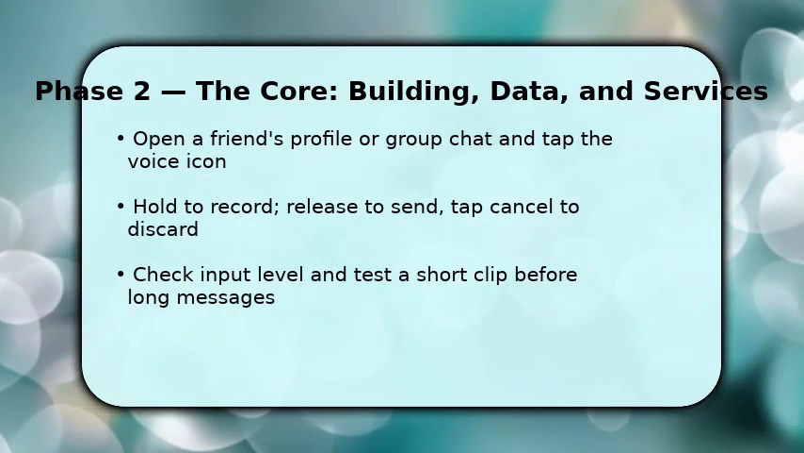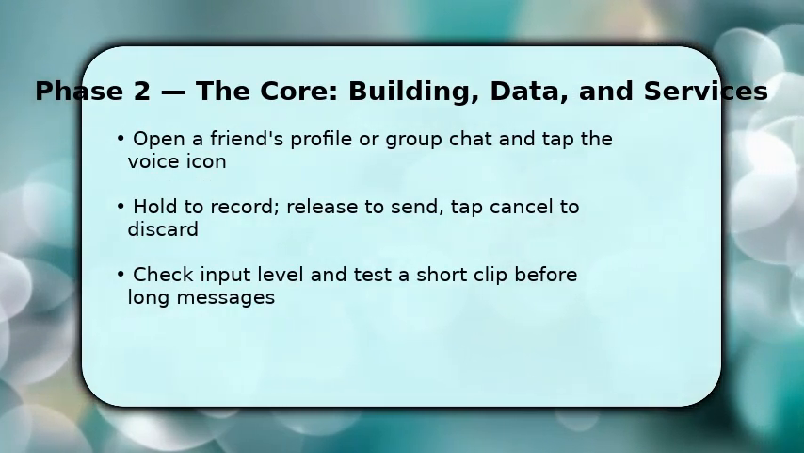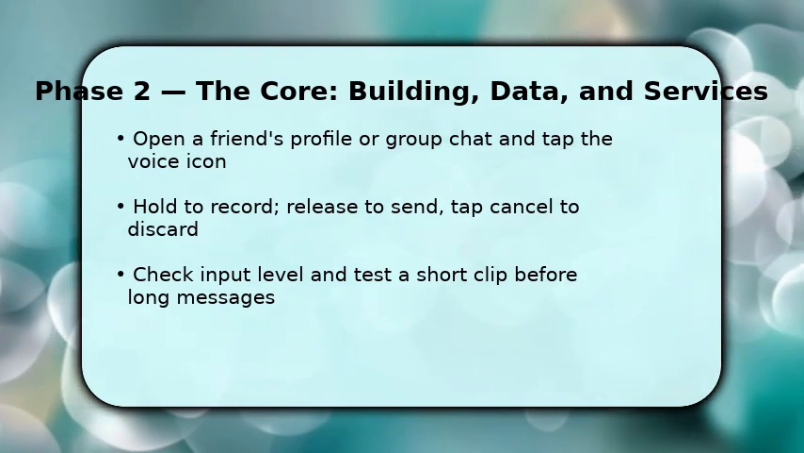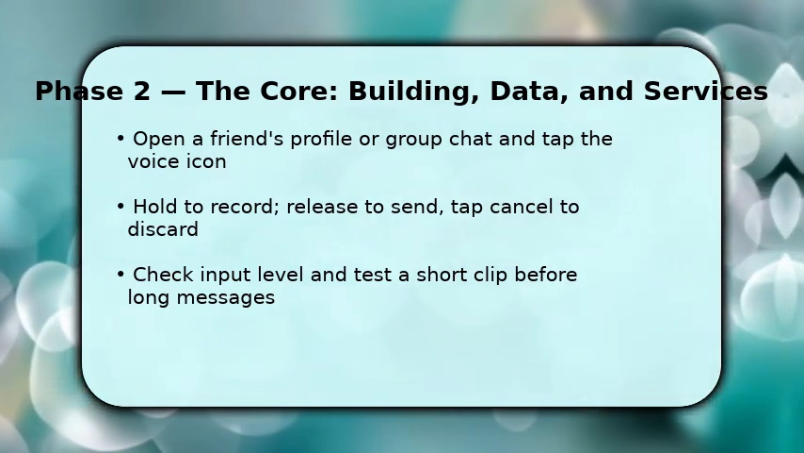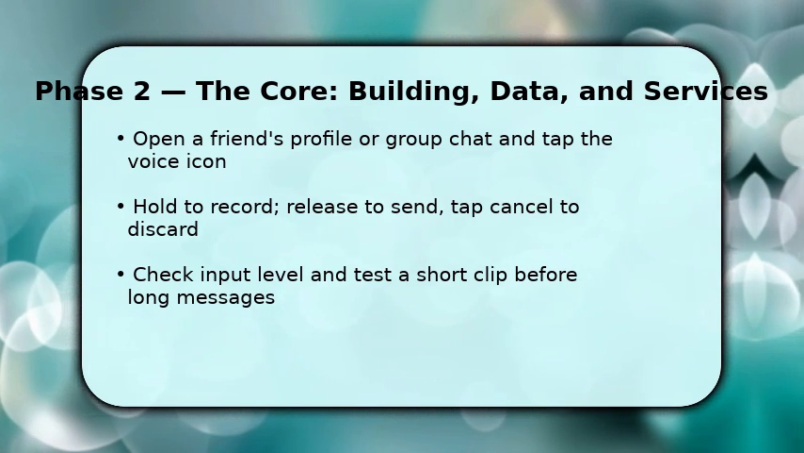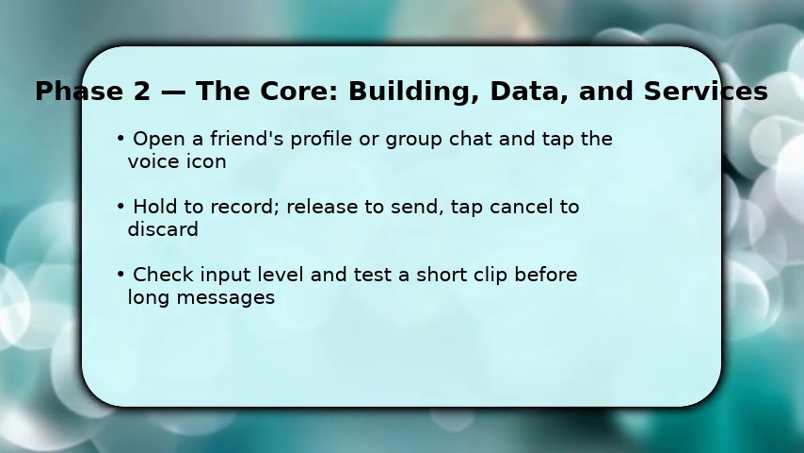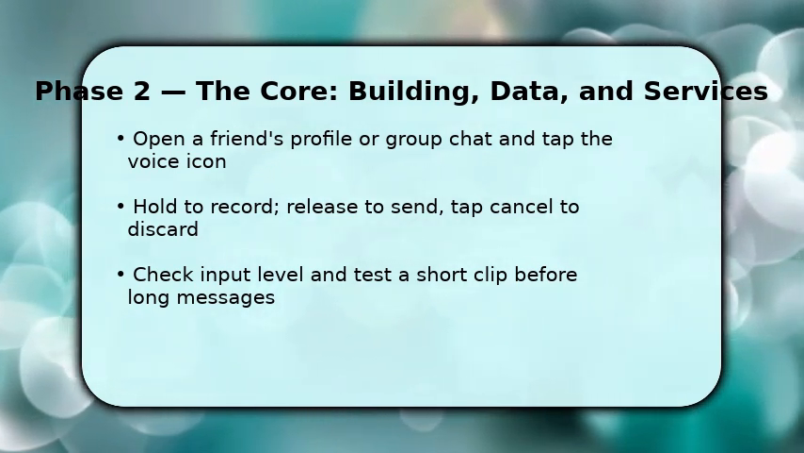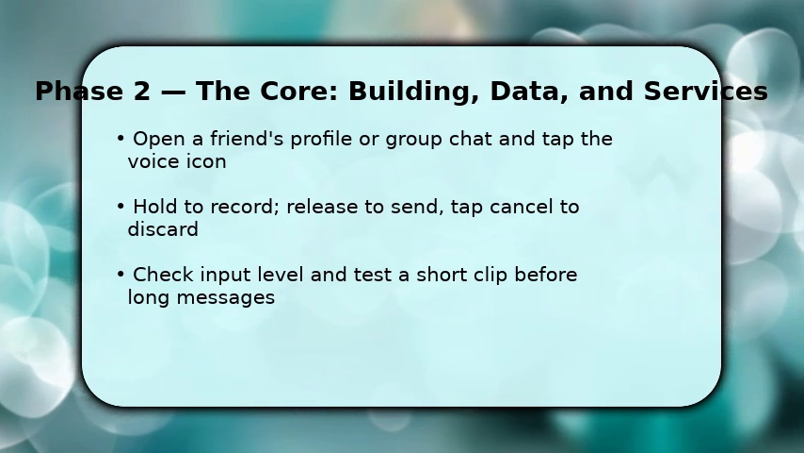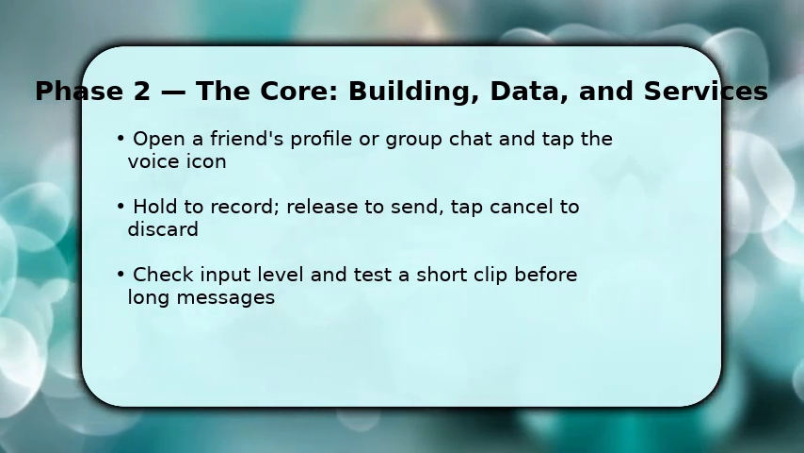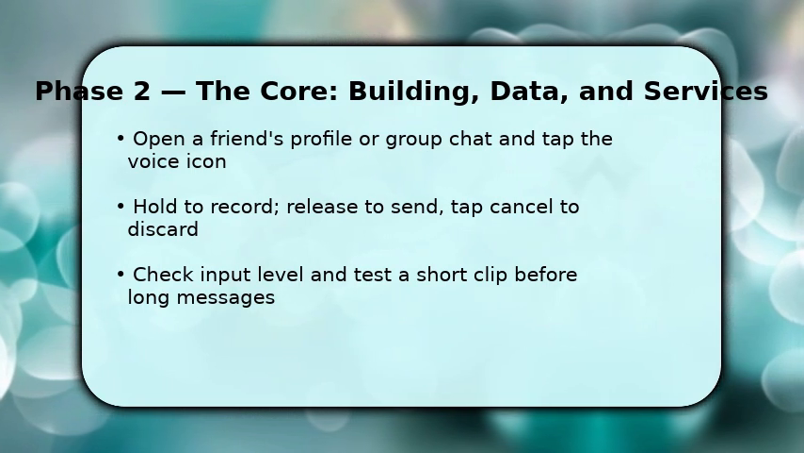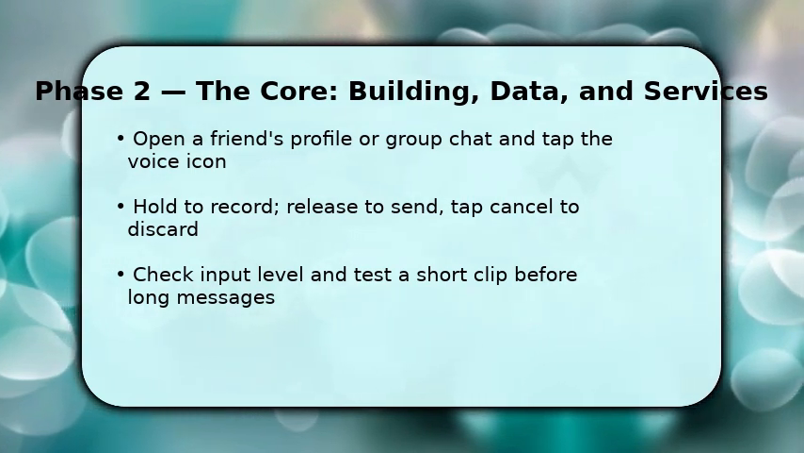Next, you record and send. Open the chat or friend window, then tap the microphone icon, hold down to record and release to send, which prevents accidental posting. While recording, watch your input meter so your voice isn't clipping or too quiet. If you need better quality, use a headset mic. This reduces background noise. Remember to keep messages concise for clarity.